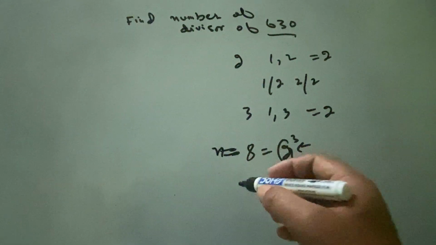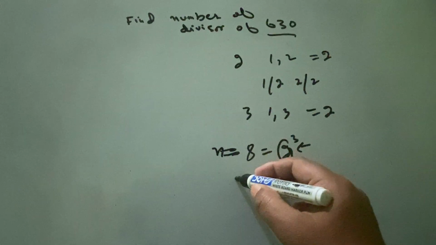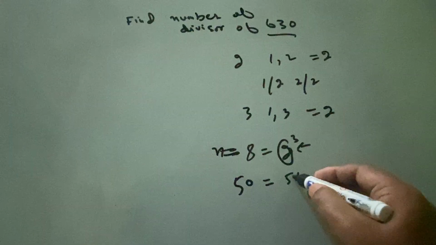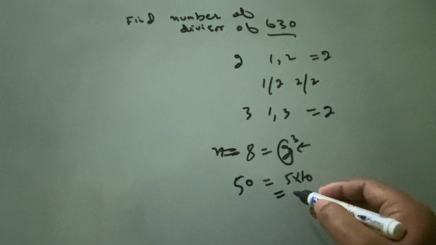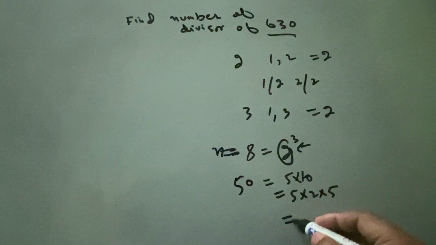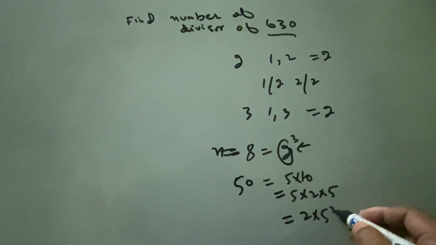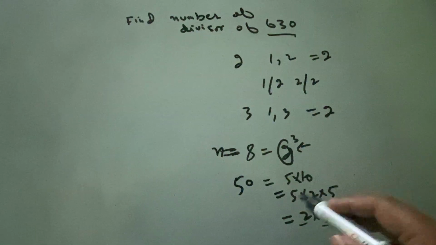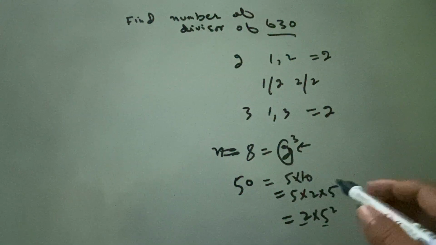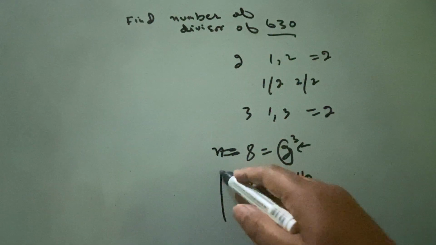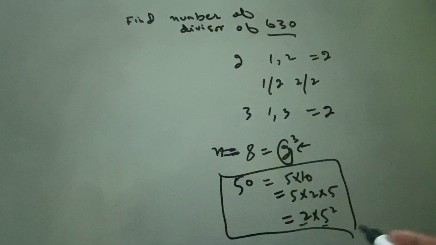Now let us consider another number, for example 50. We can write 50 as 5 times 10, which is equal to 5 times 2 times 5. Thus we can write this as 2 times 5 squared. 2 is a prime number and 5 is also a prime number. Thus any number can be written as a product of prime numbers. This should be kept in your mind.